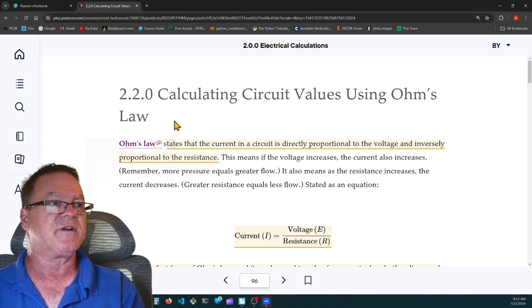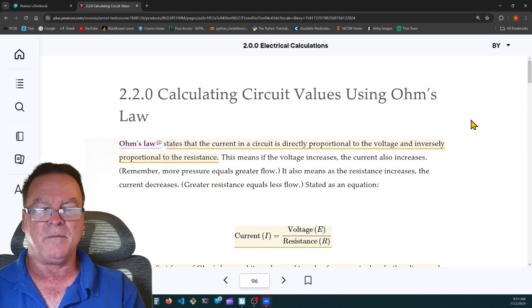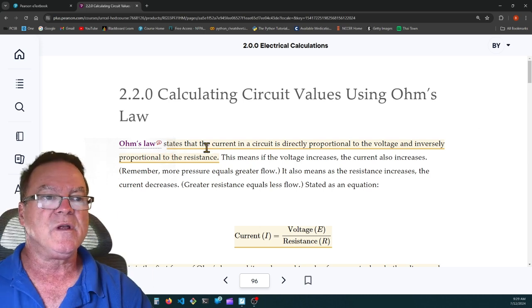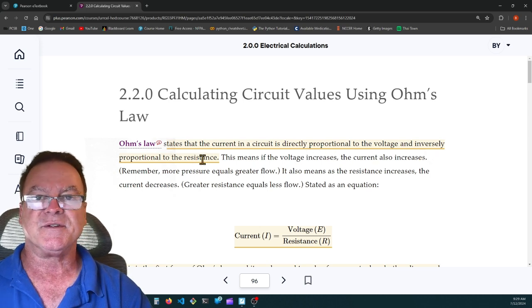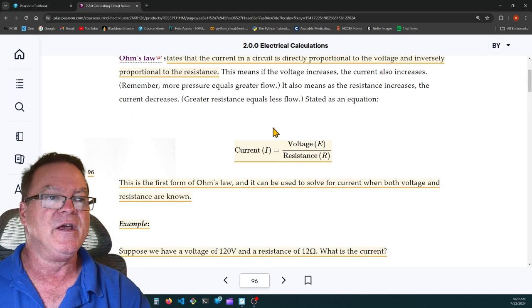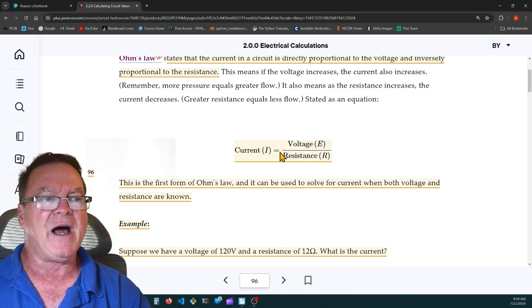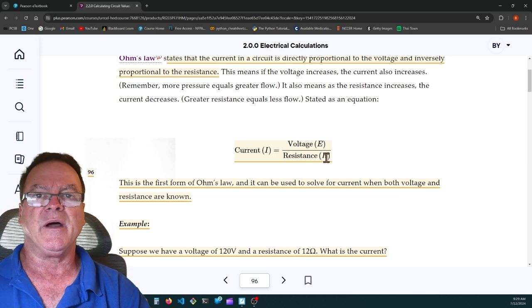2.2.0 Calculating circuit values using Ohm's law. Ohm's law states that the current in a circuit is directly proportional to the voltage and inversely proportional to the resistance. That's a highlight. So here's the formula. Current equals voltage divided by resistance. You'll see it written as I equals E divided by R.